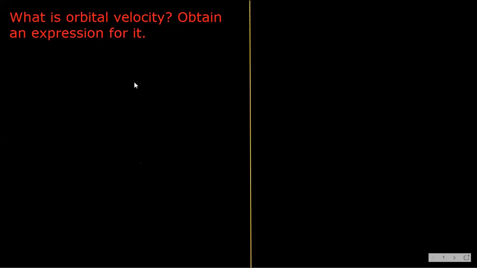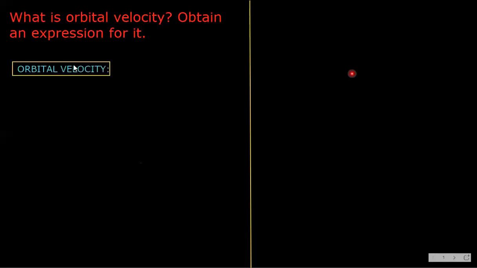So in this class, we will see one more answer, that is: what is orbital velocity? Obtain an expression for it. Again, this is a 4-mark question from the Gravitation chapter. What is orbital velocity? Obtain an expression for it. So first you have to define orbital velocity, and then we have to derive an expression for it, that is for v0. Let's see in detail.